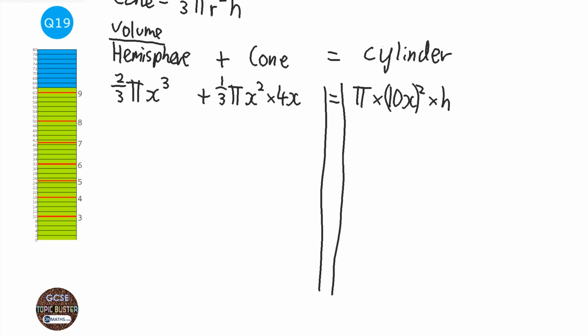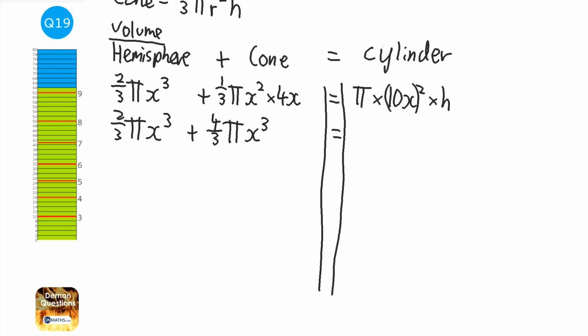I'll put my lines down. Okay, so what we got? Let's sort out the timeses first, and let's tidy this up. So that hasn't got any timeses in it. This we're timesing it by 4, so it's going to be 4/3 pi, and I'm timesing it by x, so that's going to be x cubed.